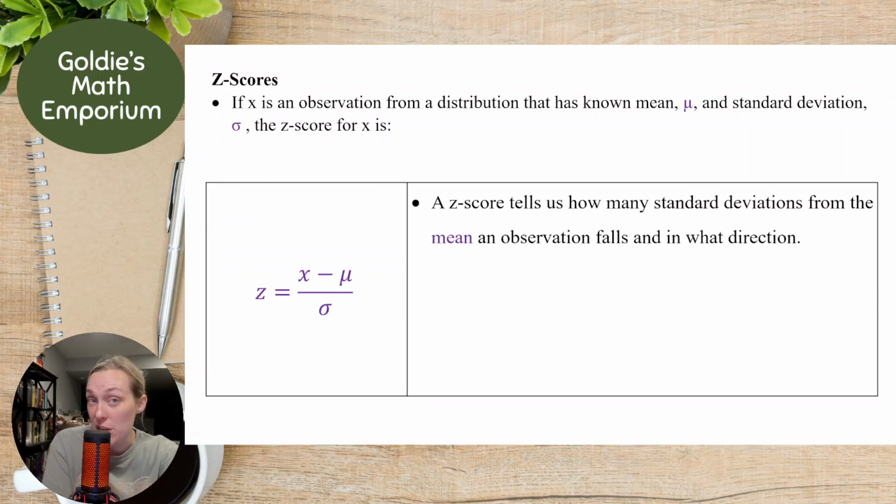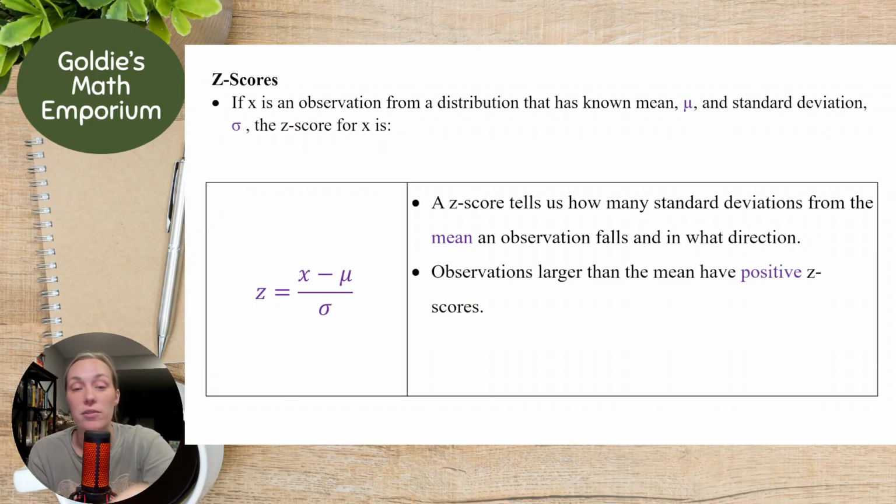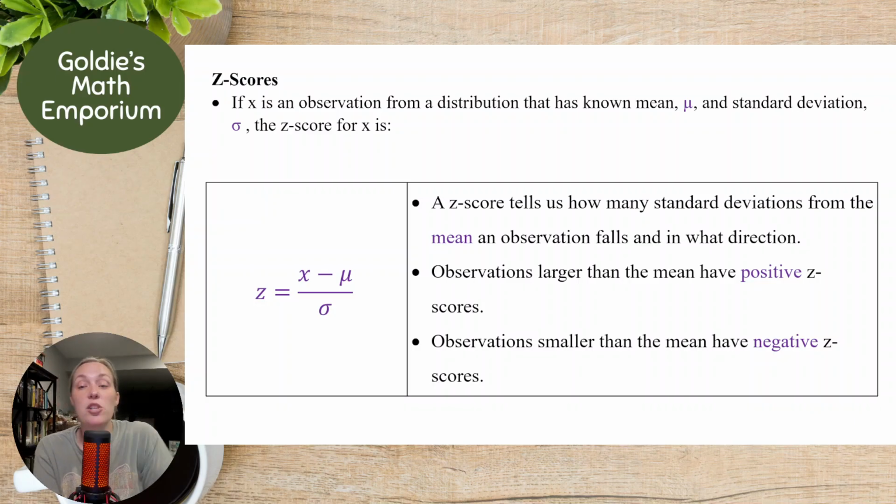So the interpretation of a z-score tells us how many standard deviations from the mean an observation falls, and it's also going to tell us in which direction that observation falls. Observations that are larger than the mean are going to have a positive z-score, because that difference is going to be positive. But if an observation is smaller than the mean, it's going to have a negative z-score. So a positive z-score means you scored above the mean, and a negative z-score means you scored below the mean.